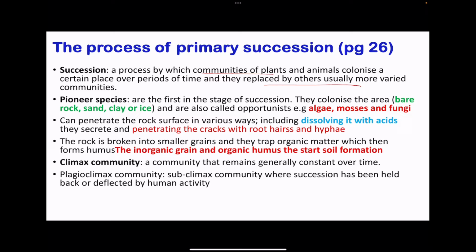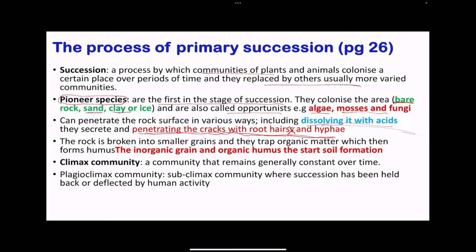For succession to occur, we need pioneer species. These are species that colonize the area initially, or they are part of the first stage of succession. The area could be a bare rock, it could be sand, it could be clay, it could be ice. These organisms are usually called opportunists. Examples are algae, mosses, and fungi. They can penetrate the rock or any surface in various ways. For example, if it's a rock, they could dissolve it with the acid they secrete, and then penetrate the cracks with root hairs and hyphae.